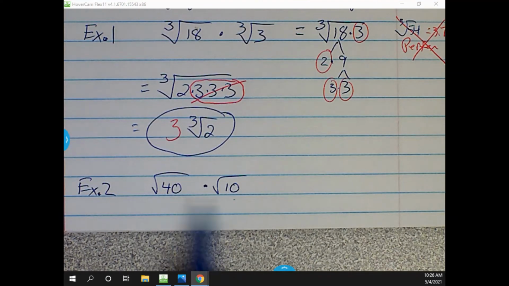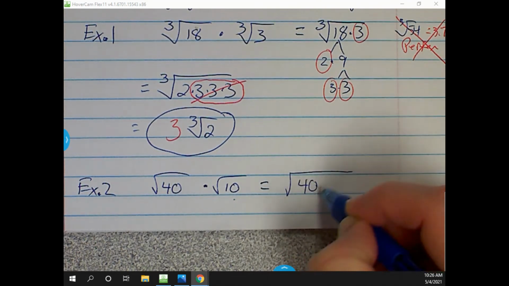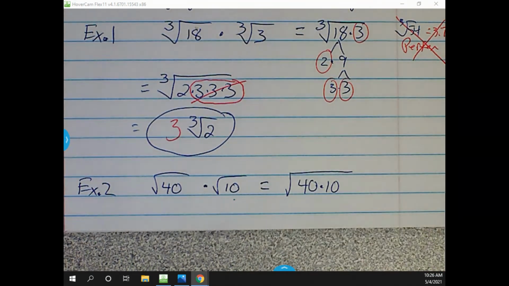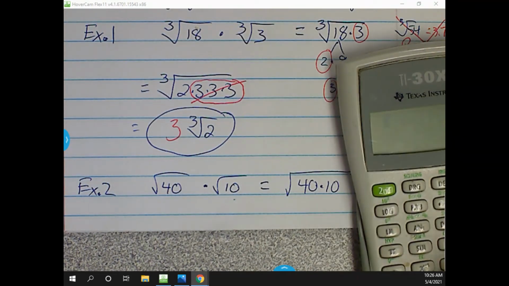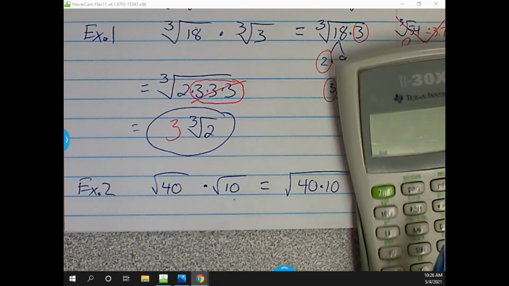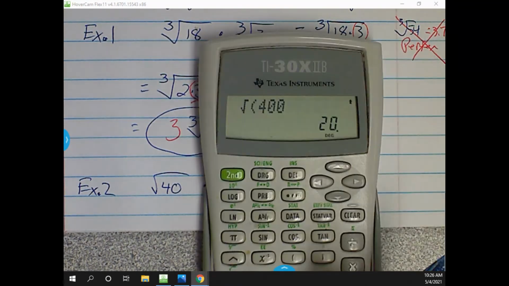Because neither one of these are perfect square roots, we're going to multiply them together. So that's 40 times 10, that's 400. So we're going to check the square root of 400. It comes out to be 20.